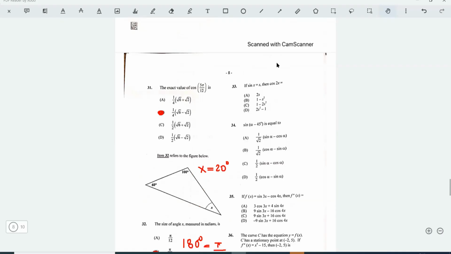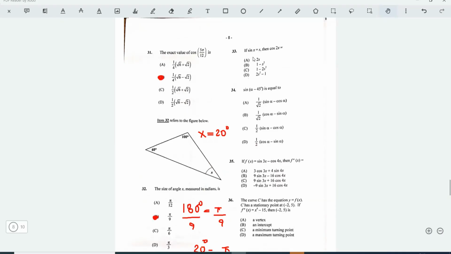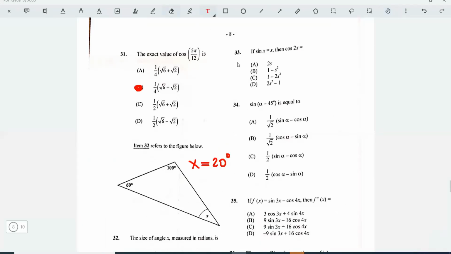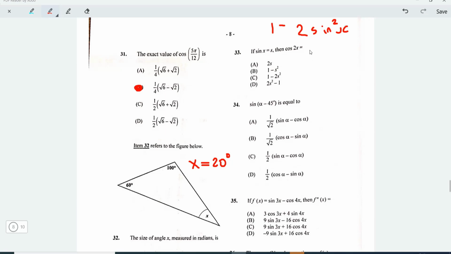Continuing, question 33. If sine x equals s, then what is cos 2x? Remember that cos 2x is 1 minus 2 sine squared x. But sine x is s, so this works out to be 1 minus 2s squared. Option C. All right. Then it says the sine of alpha minus 45 is what?